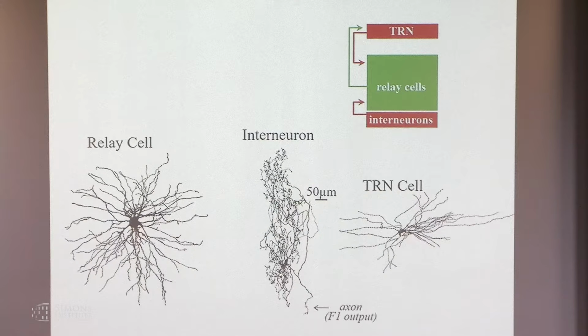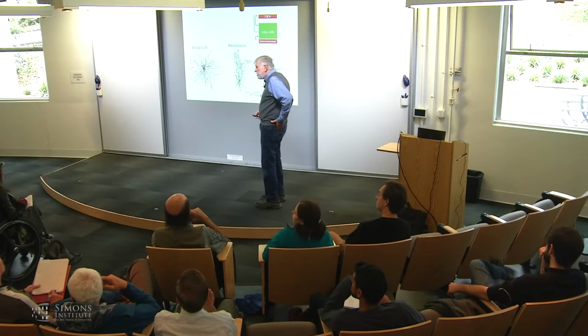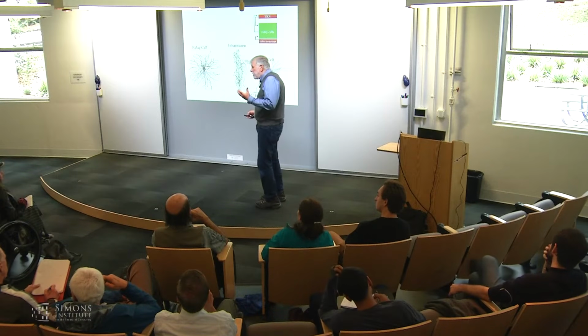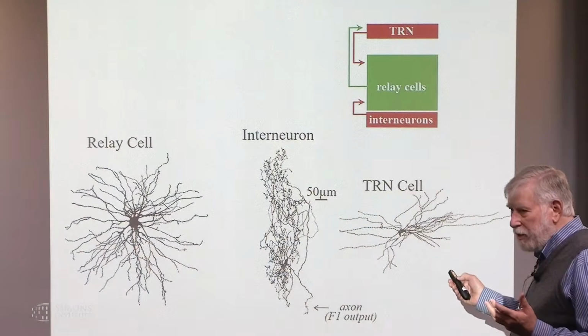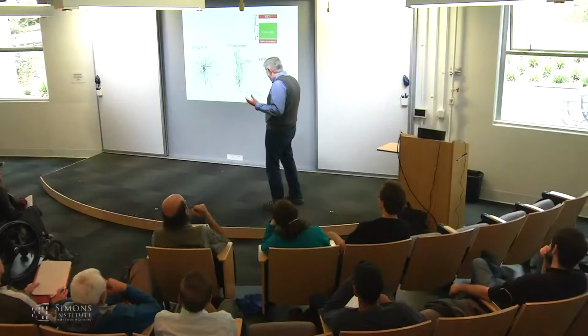Now the interneuron... Can you remind again, please, what a relay cell does? Relay cells are the cells that get input. If this were a geniculate relay cell, it gets an input from the retina and projects up to cortex. The interneurons do not. They only innervate these cells.